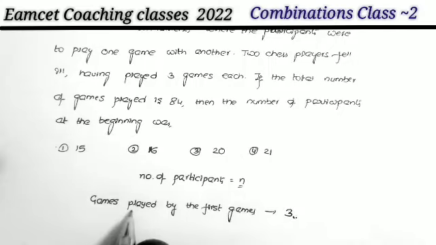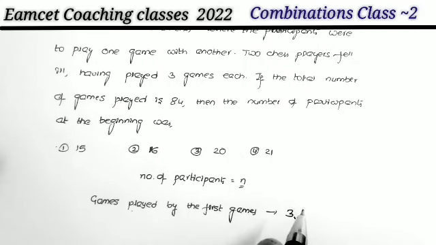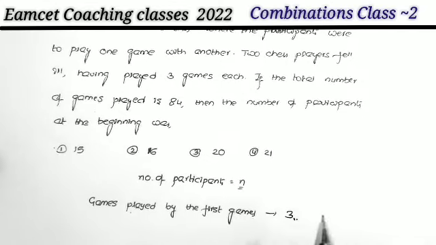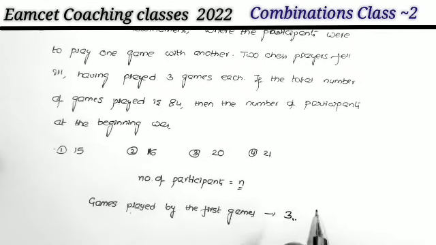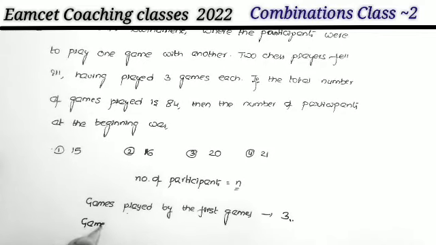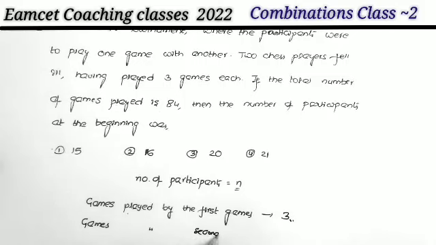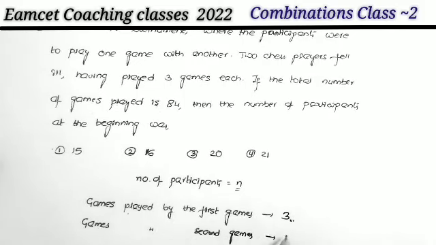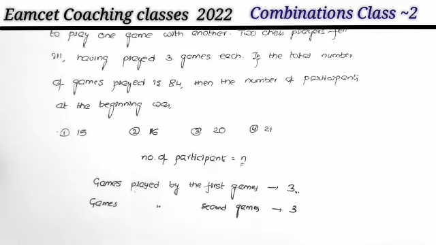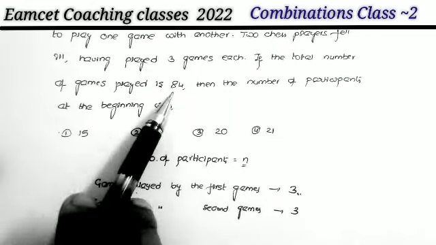Okay, the first person only played the first 3 games. After playing the 3 games, he did not continue playing. Why? He fell ill. Now the same condition is given to the second person also. Games played by the second person also. The first and second persons played only 3 games. That's the condition clearly given here. If the total number of games played is equal to 84.